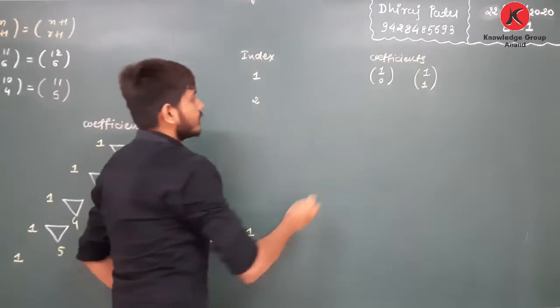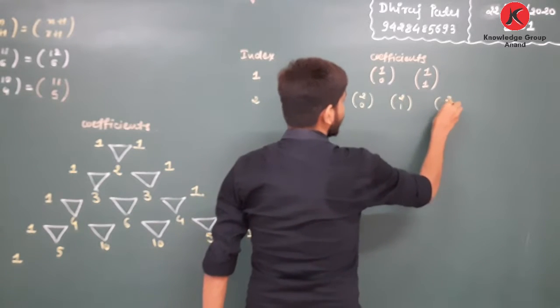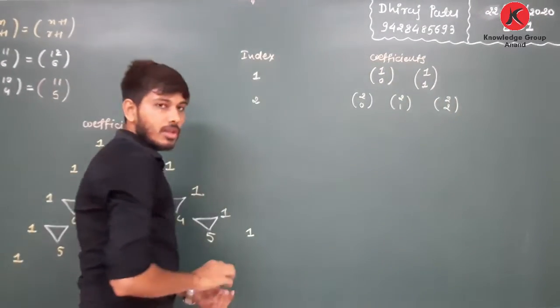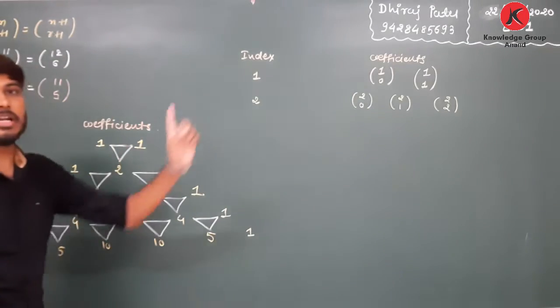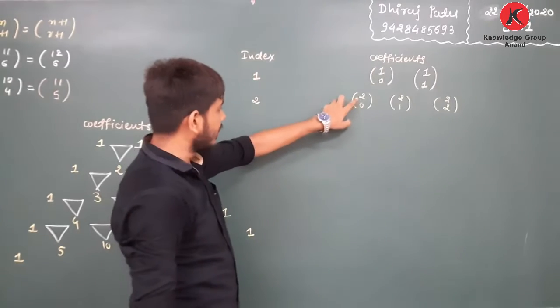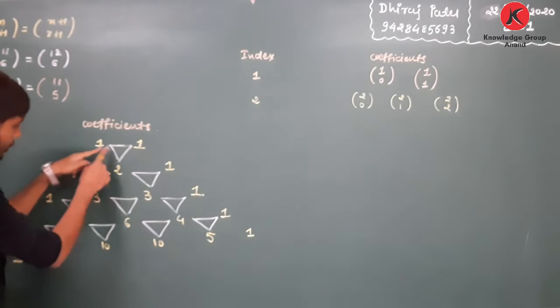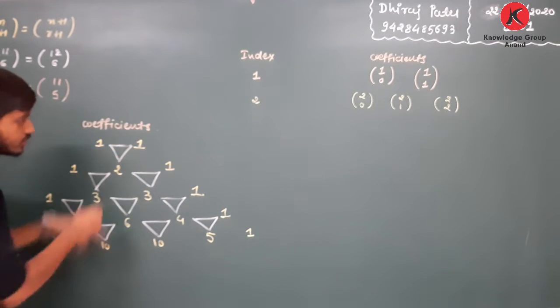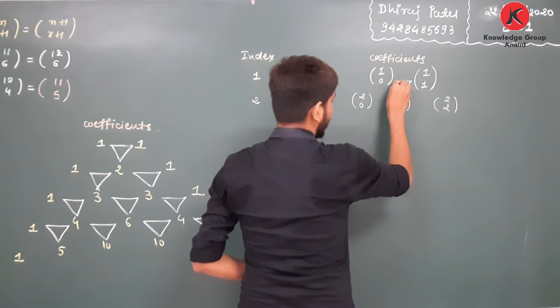2, then we have to start with 2C0, 2C1 and 2C2. See here, the last two things are 1 1, therefore we can write NC0 and NCN. Here n is 2, index is 2, therefore we have to write down 2C0 and 2C2, and this term will be obtained by addition of these two terms.